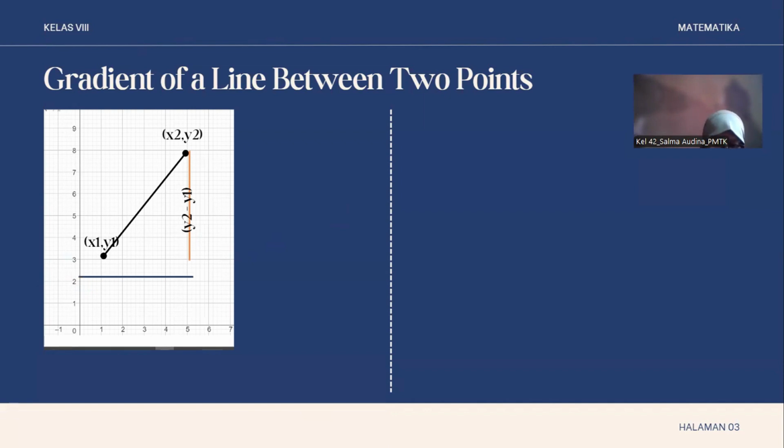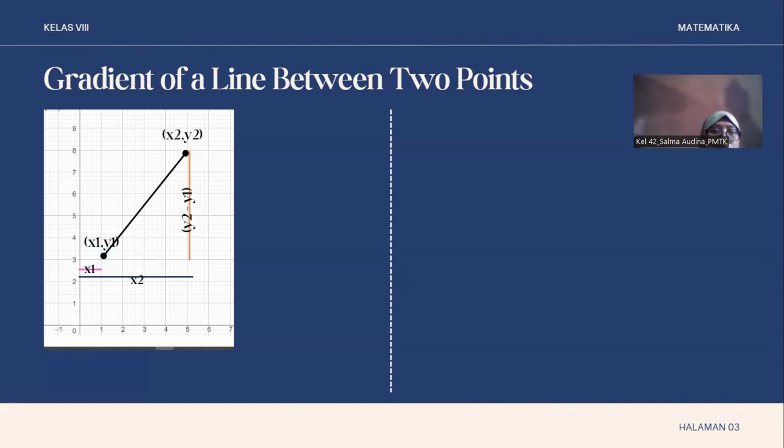Now, the blue line represents the horizontal distance from the origin to the second point x2, y2, with the length x2, and the first pink line represents the horizontal distance from the origin to the first point x1, y1, and the length is x1.